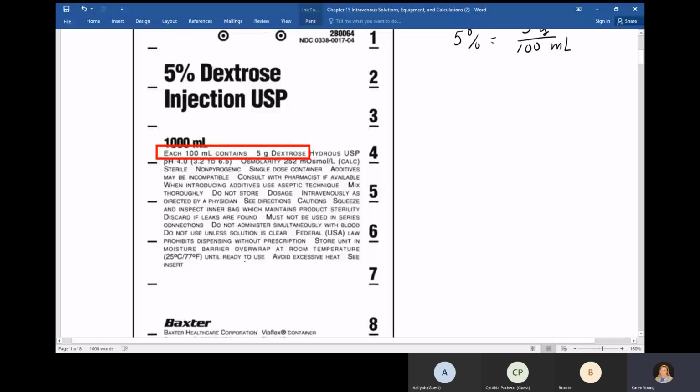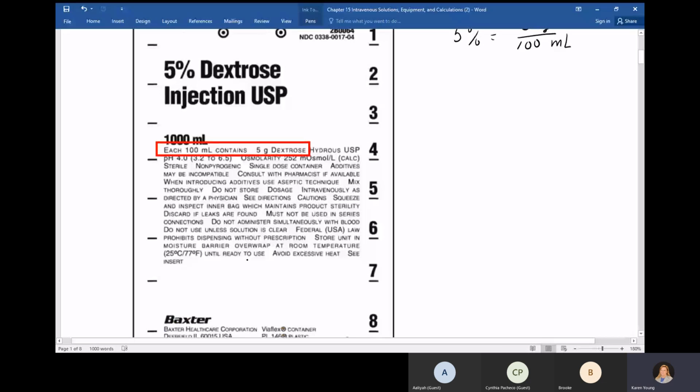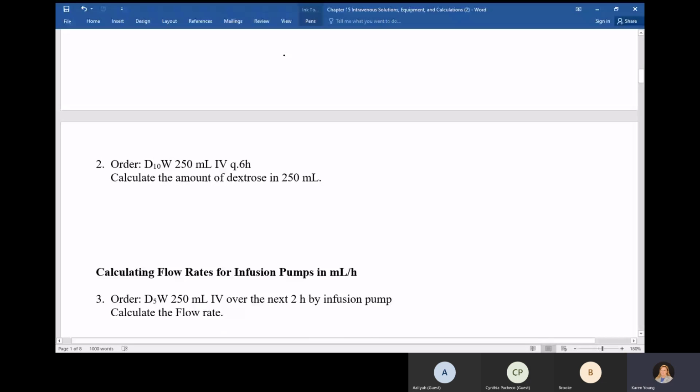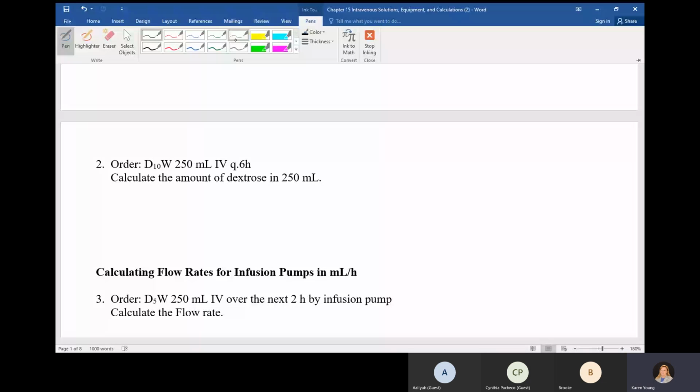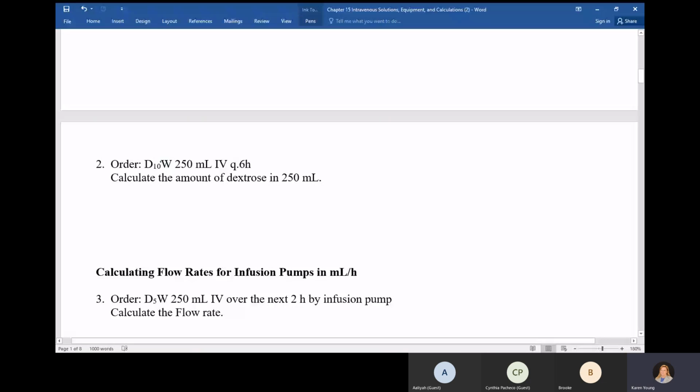So now if we go down and look at example 2, I'm going to change my color so it stands out. We've got D10W. That's 10% dextrose in water. And we've got a 250 milliliter bag. It's an IV, and you want it ran over 6 hours, or you're going to run one every 6 hours. So it's just a small 250 milliliters. But what they want to know in this question is how much dextrose is in 250 milliliters.